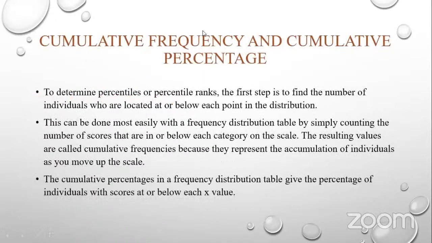Then we will see what is cumulative frequency and cumulative percentage. So what is the importance of this? What is the role of cumulative frequency and cumulative percentage? In order to determine these percentiles or percentile ranks, the first step is to find the number of individuals who are located at or below each point in the distribution. This can be done with a frequency distribution table by counting the number of scores that are in or below each category on the scale. These resulting values are called cumulative frequencies.